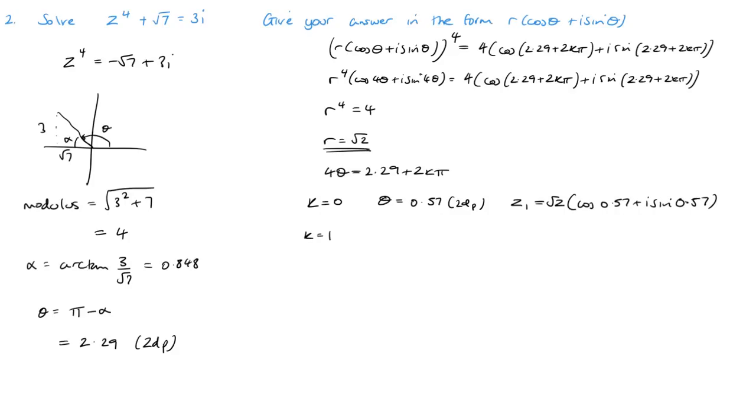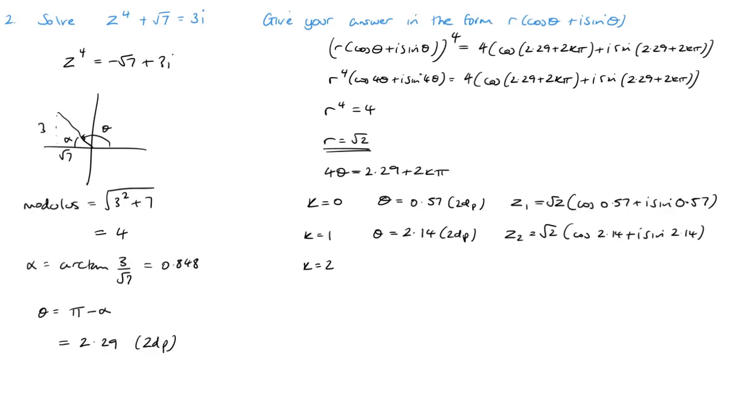Now let's put k equals 1 in. So that now is our 2.29 plus 2 pi, which gives us 8 point something. Divided by 4 is 2.14. So still within the range. So 2.14, of course to 2 decimal places. So Z2 is root 2 cos 2.14 plus i sine 2.14. And that is our second solution.